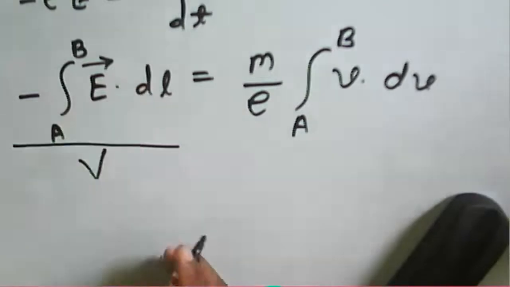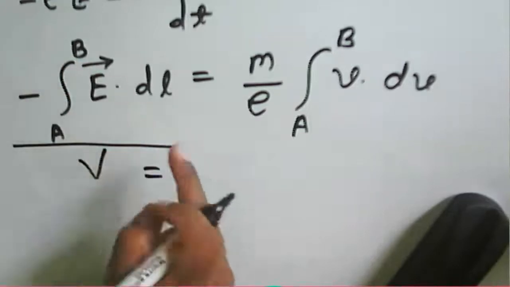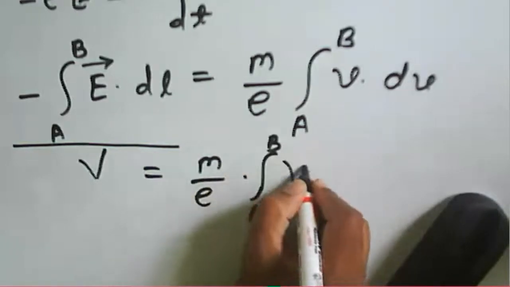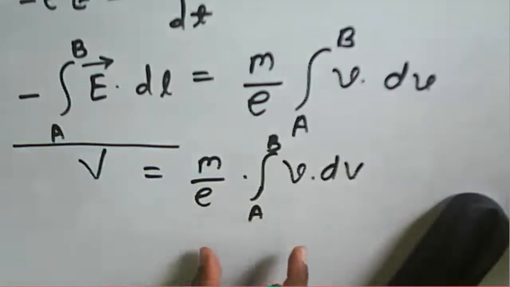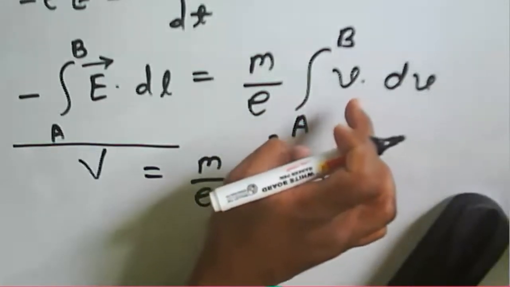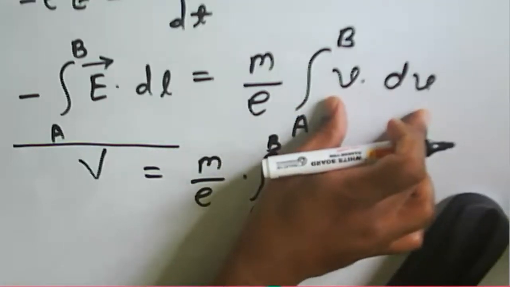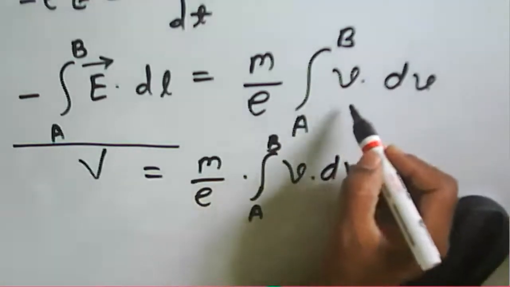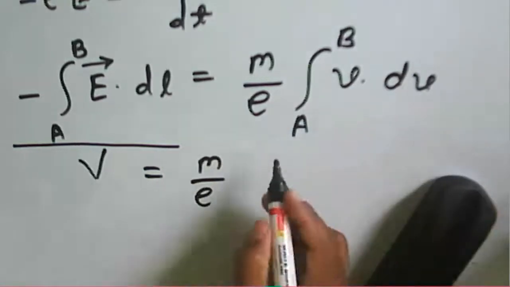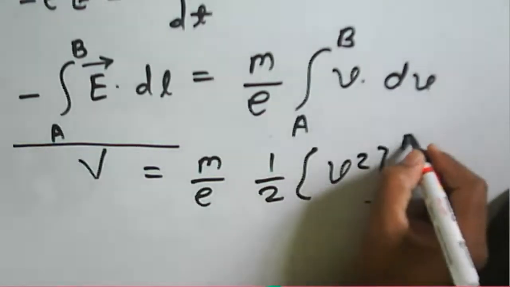So this becomes a V. In that case, we can write V is equal to what? This whole term is equal to M into E, that is about A to B. Now, integrating this term, we get V square by 2. So we will write 1 by 2 V square, that is between A and B here.